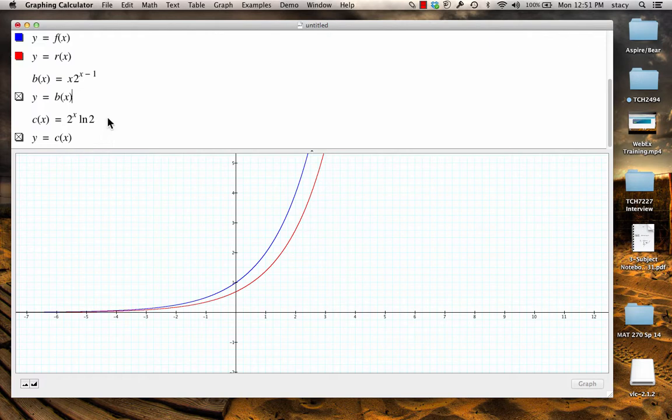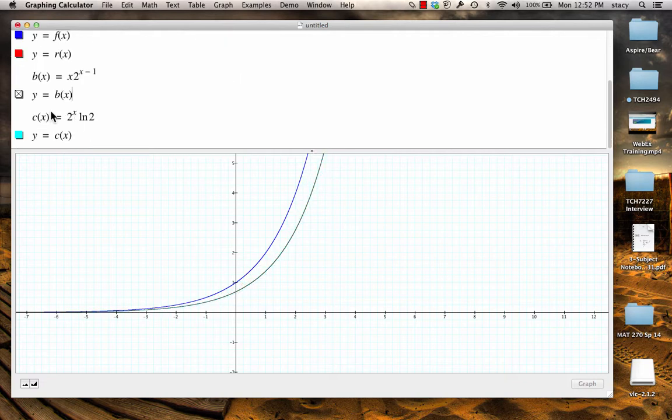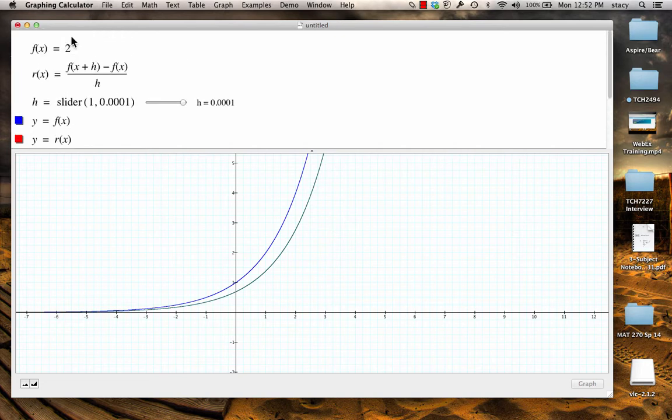And if we look at the graph of c of x, I'll make it aqua, you notice that the red graph changed to a different color. Well, that's because, look, the red, as I let h get close to 0, ends up overlapping with the aqua. And so that aqua graph, the graph of c of x, is in fact the exact rate of change function for the function 2 to the x.